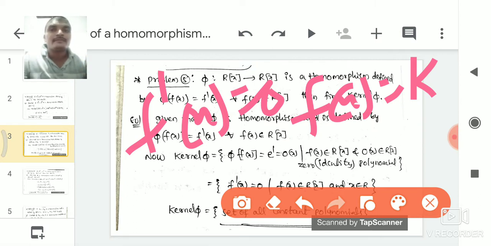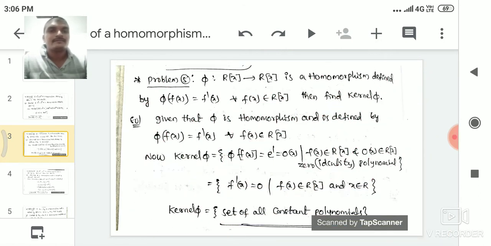That's why kernel phi contains all constant polynomials. Here kernel phi is equal to the set of all constant polynomials. Why? Because whenever f of x is a constant function or constant polynomial, then its derivative is equal to 0, otherwise not equal to 0. That's why here we get f dash of x equal to 0 means kernel phi is equal to the set of all constant polynomials.